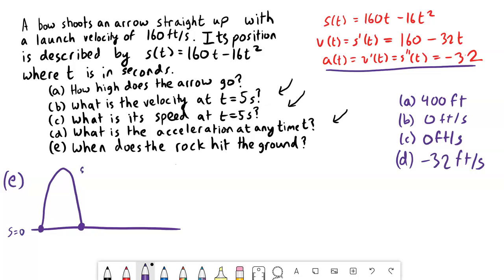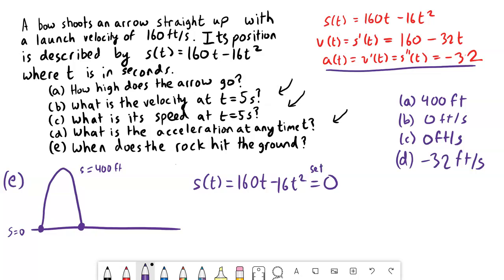And this is position equals 400. So we want to find a time where position is 0. That's kind of an interesting thing. So we want to actually set this equal to 0. And you can go about this many ways. You can graph it on your calculator and find the zeros of the function.